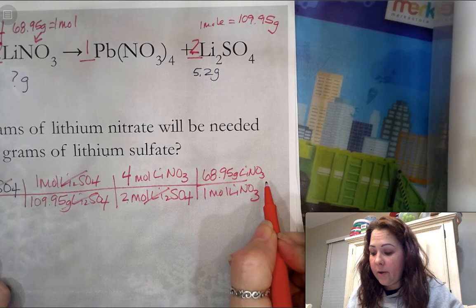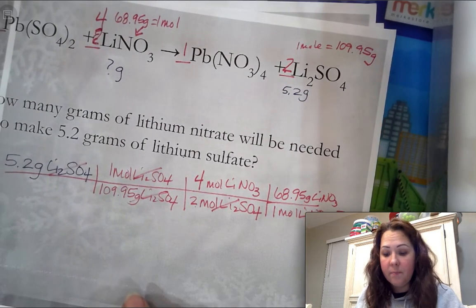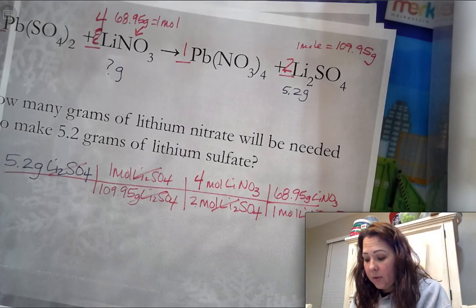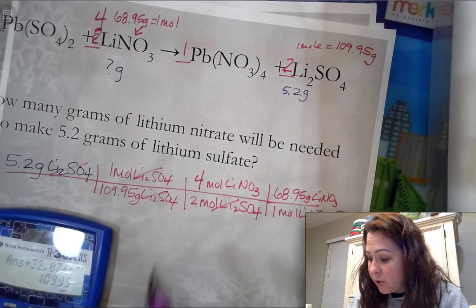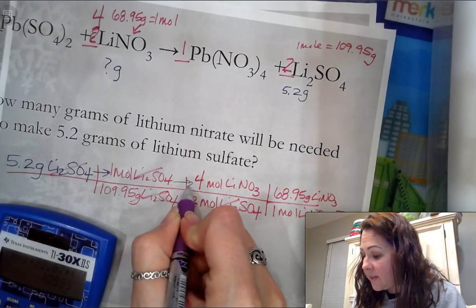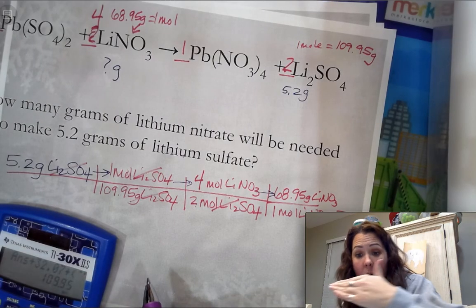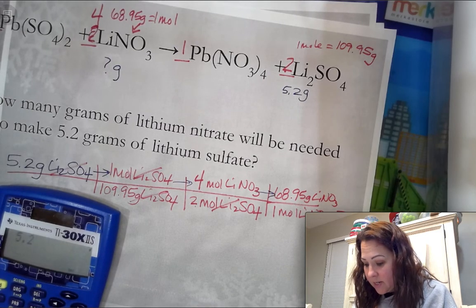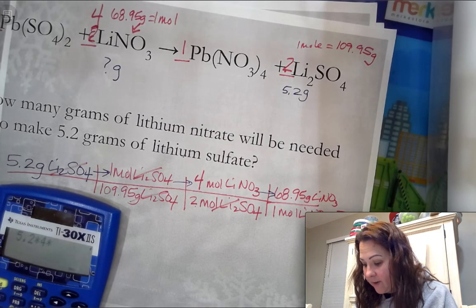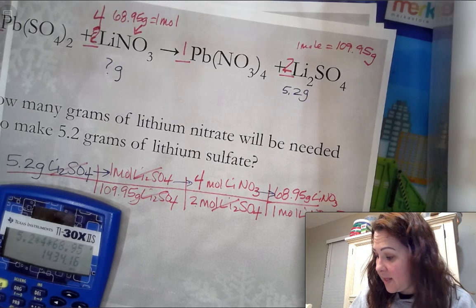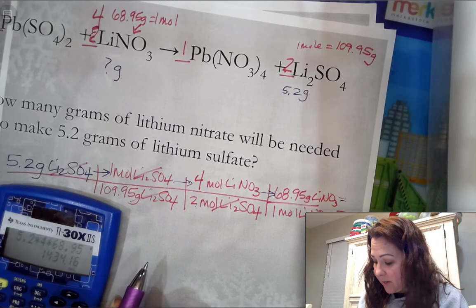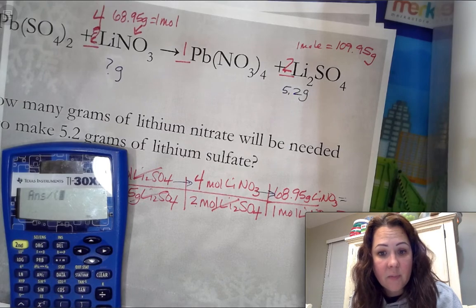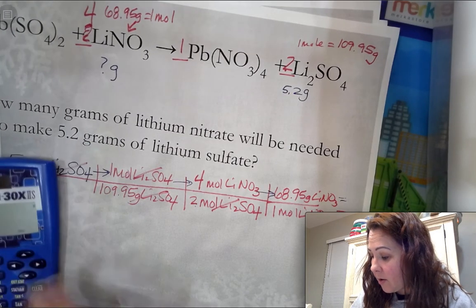So now, when I go to do my problem, I'm going to get my calculator again, and you have to multiply all the way across the top first. So in my calculator, I'm going to take 5.2 times 1 times 4 times 68.95. And I'm going to hit equals at the end down here. Then I'm going to hit divided by. Then I open parentheses. And again, I'm going to multiply all the way across the bottom.